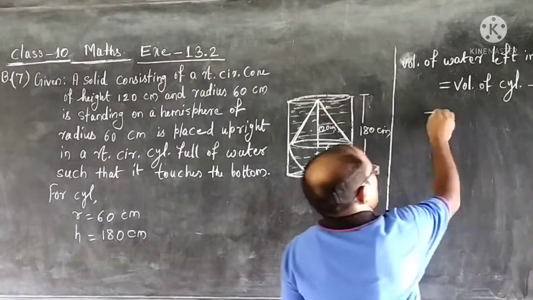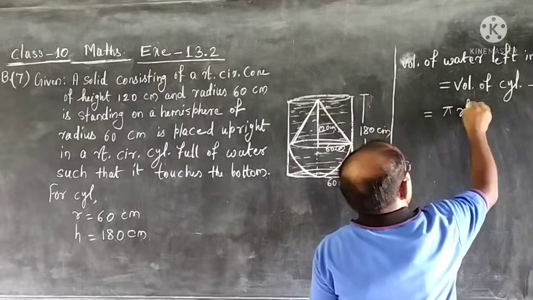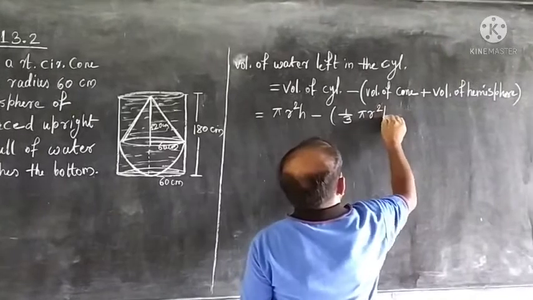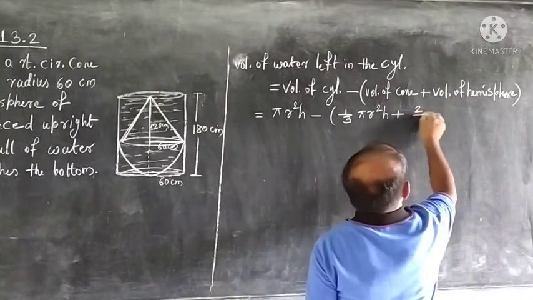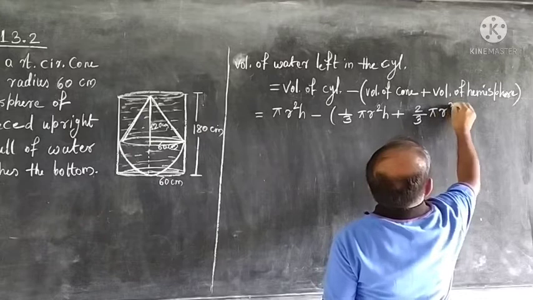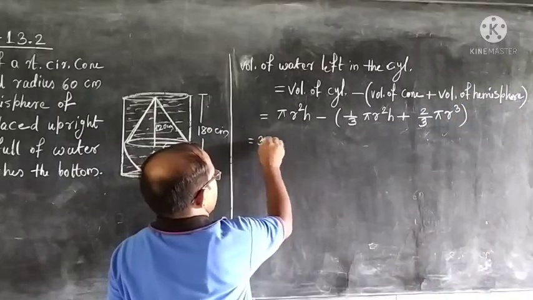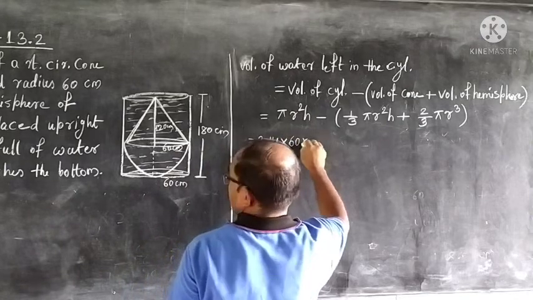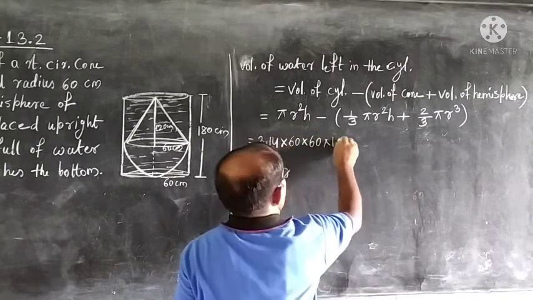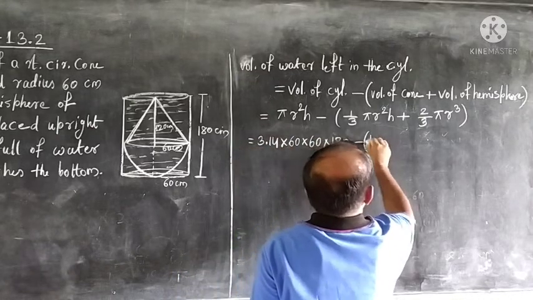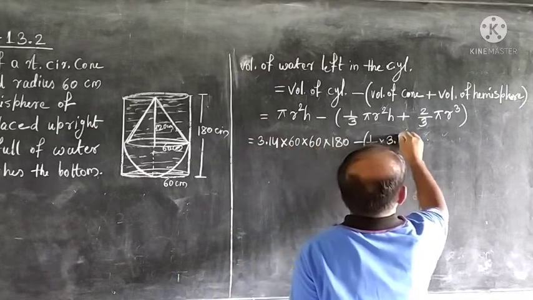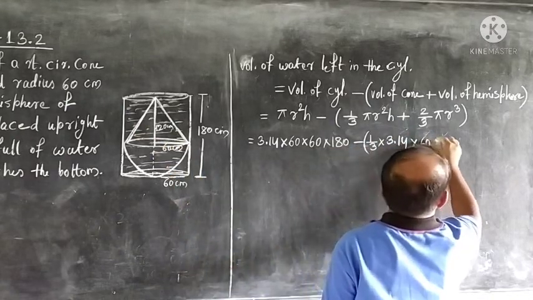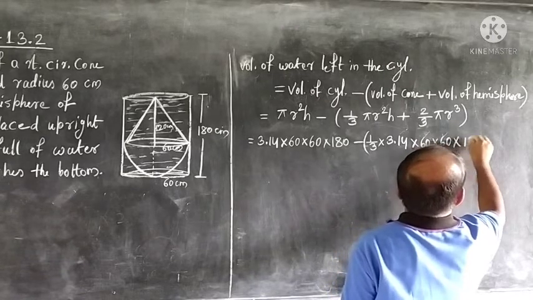So, now we will use the formula: volume of cylinder, pi r square h, minus volume of cone, 1 by 3 pi r square h, and volume of hemisphere, 2 by 3 pi r cube. We will use 3.14, radius of cylindrical portion 60 into 60 and height is 180, minus 1 by 3 pi 3.14, radius of conical portion, the cone is also radius 60 into 60, and height of cone is 120.